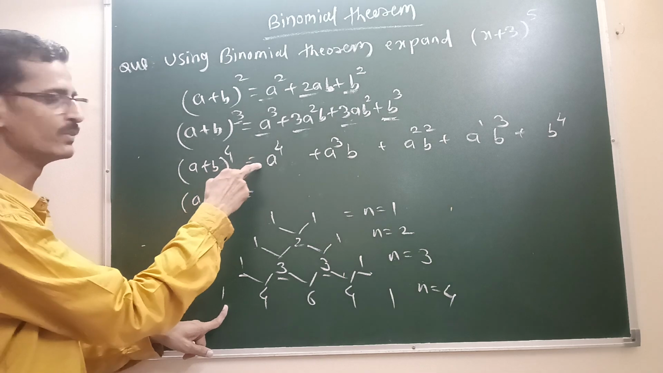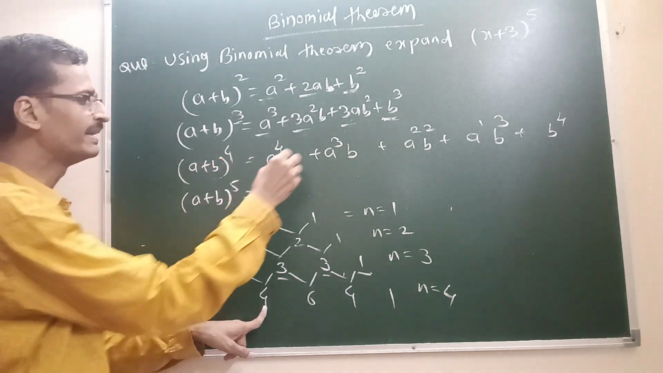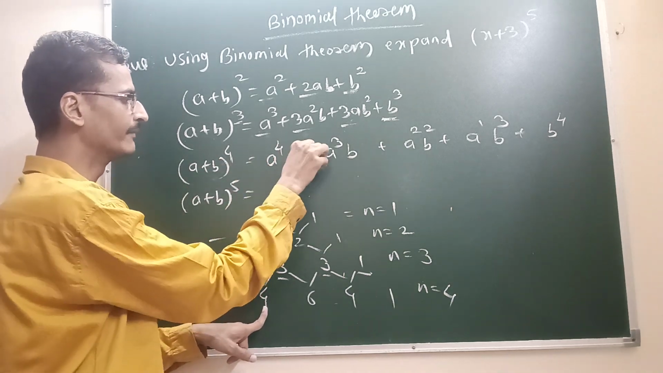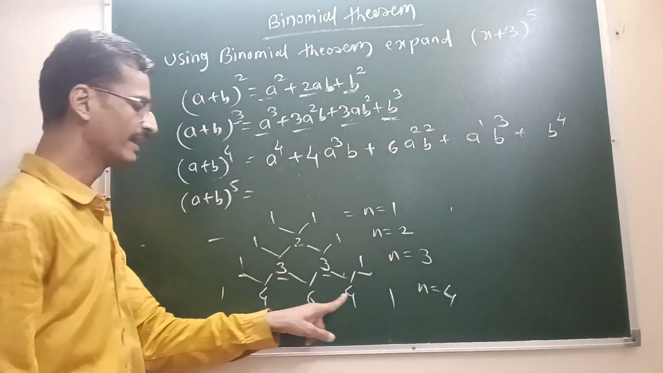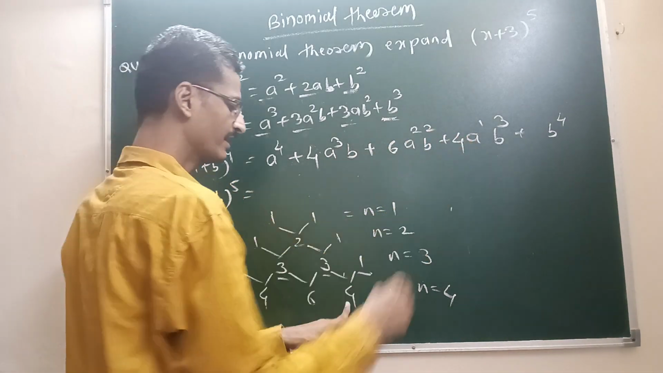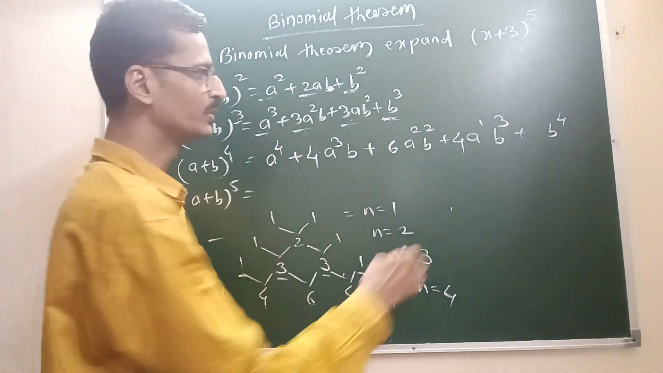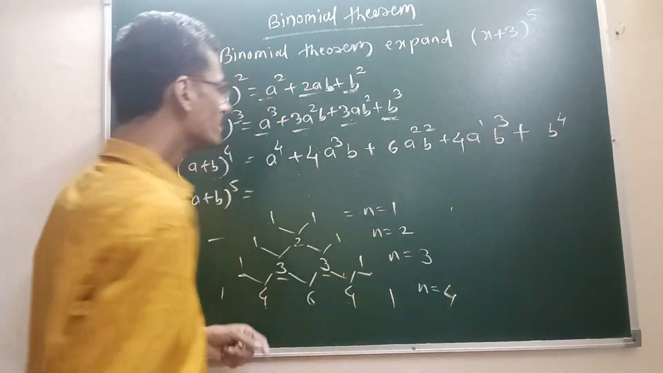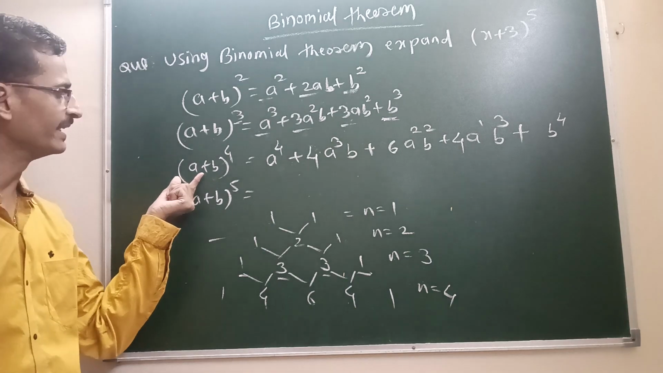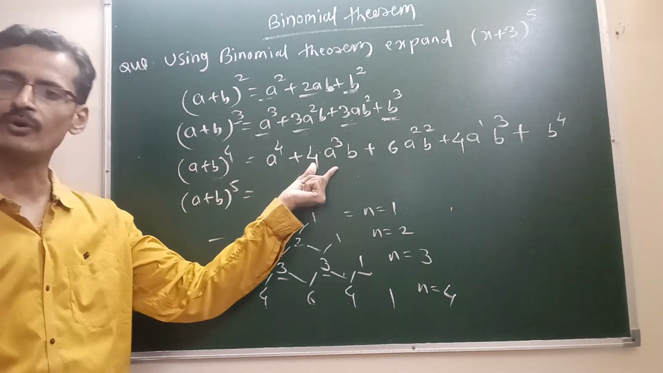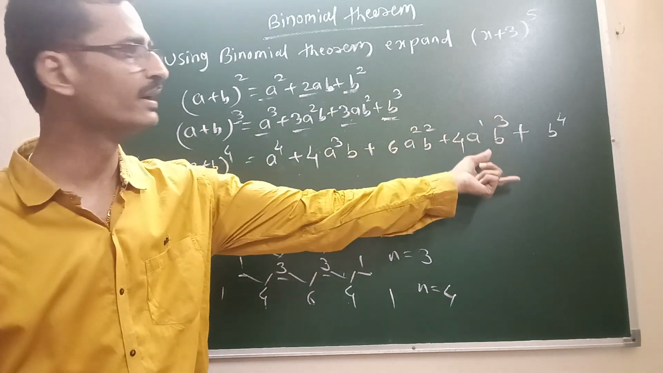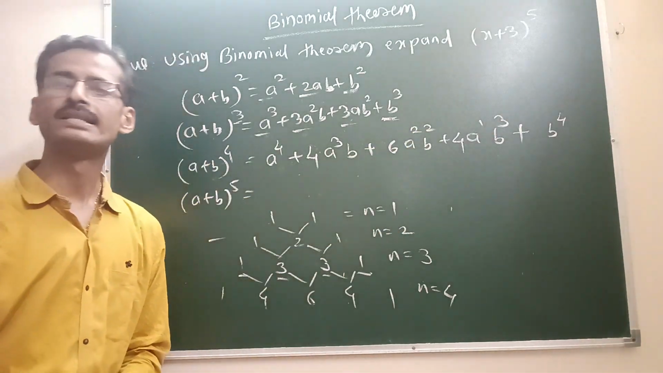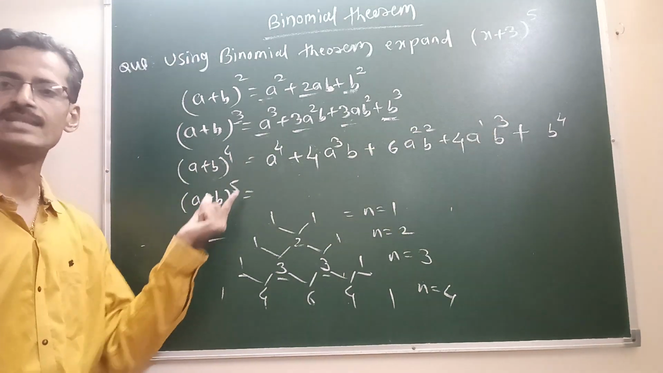So the first multiple is 1, no need to write. The second multiple is 4, so write here 4. The third multiple is 6, so write here 6. The next multiple is 4, write here. The next multiple is 1, so no need to write. So the expansion of (a + b) raised to 4 is a raised to 4, 4a cubed b, 6a squared b squared, 4ab cubed and b raised to 4. Similarly we can find it for (a + b) raised to 5.